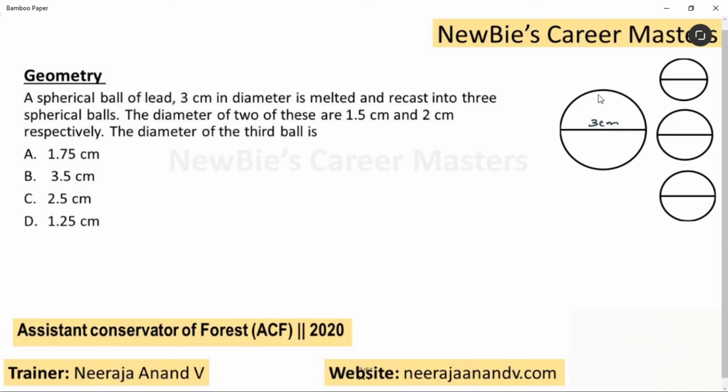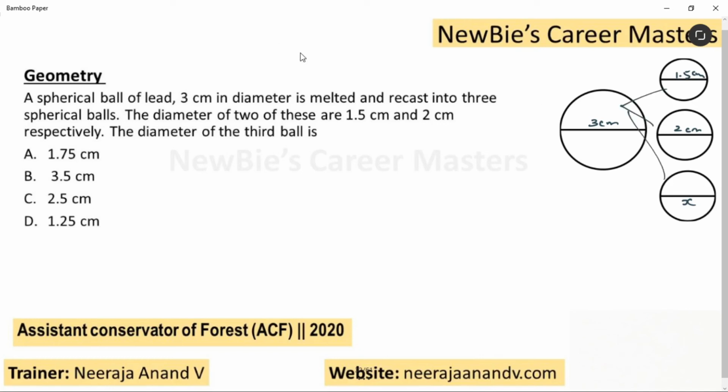What is happening? This ball is melted and recast into 3 spherical balls. Let's take these 3 as the spherical balls. The diameter of 2 of these are 1.5 centimeter and 2 centimeter. Okay, this is 1.5 centimeter and this is 2 centimeter. They're asking for the third ball's diameter. Very simple. See, from this only we got these 3 balls.